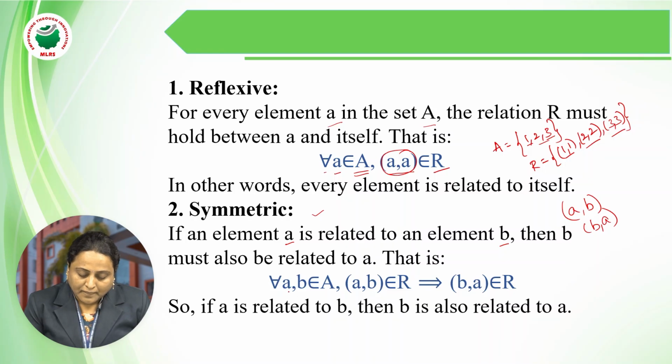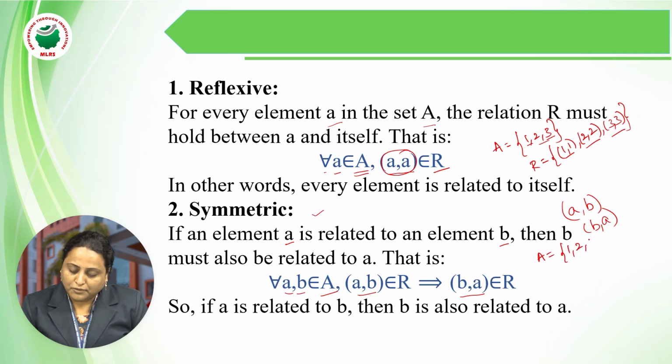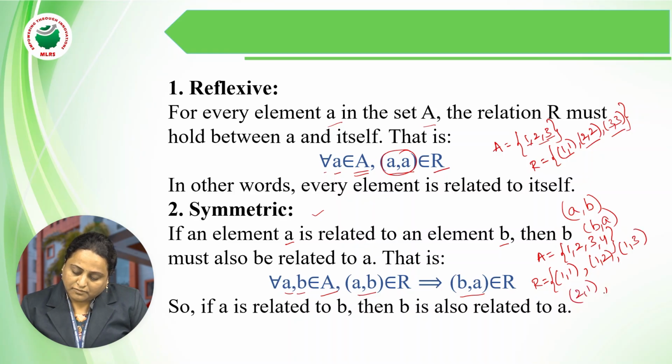Here you can see, for all elements A, B that belong to the given set A, if you have an ordered pair (A,B) that belongs to R, then you must also have an ordered pair (B,A) that belongs to R. Let us take an example again. A equals the set {1, 2, 3, 4}, and R is a relation defined as (1,1), (1,2), (1,3), (2,1), and (3,1). Let us verify whether this is a symmetric relation or not.